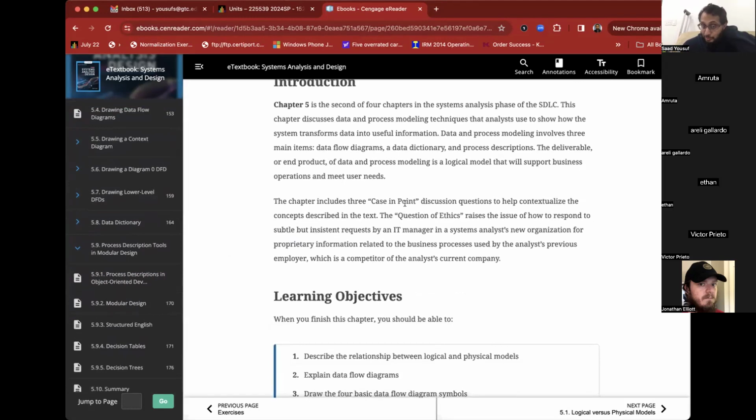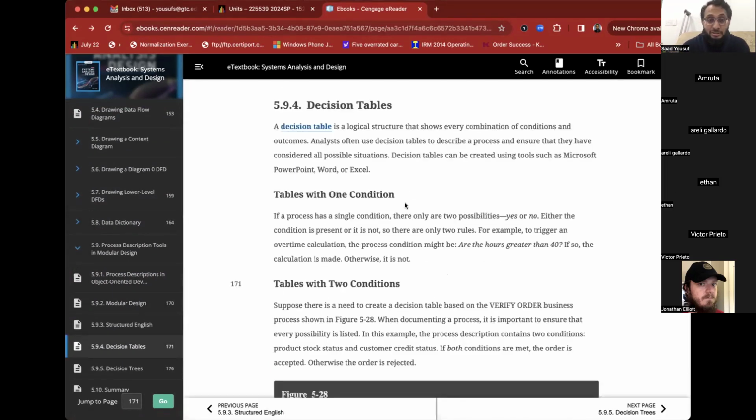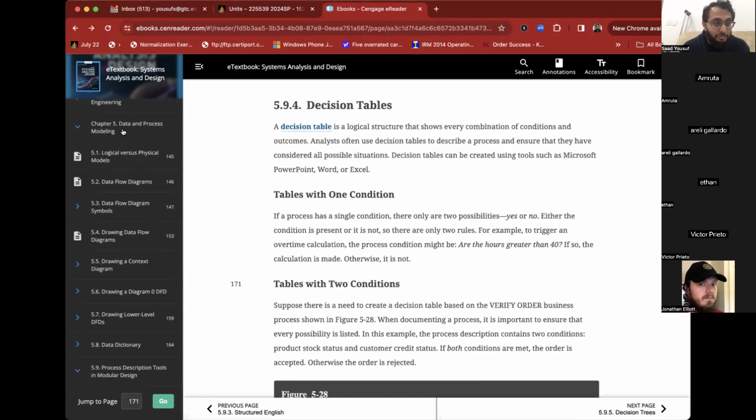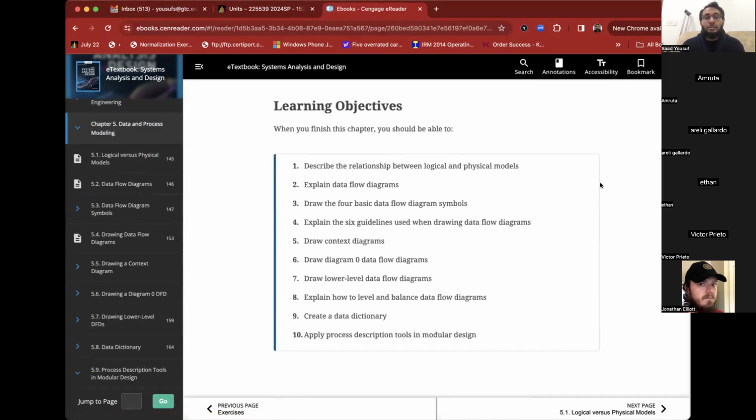In chapter number 5, we will be covering the following topics. These include the relationship between logical and physical models. Once you understand that, we will look at how you perceive an application. You're looking at an application from a bird's eye view as a single unit, but that single unit then further needs to be exploded and decomposed. We'll start to look at that when we look at the data flow diagrams.